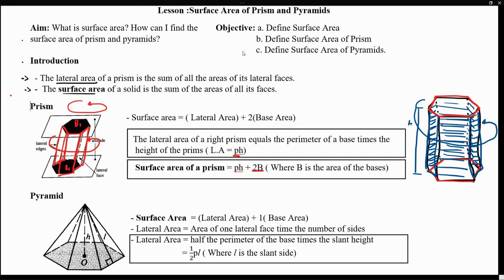So that's how we're going to be finding the lateral area for a prism. We find the perimeter of the base and multiply it by the height. And to get the surface area, we take the lateral area plus two bases, and since the bases are equal, I can just call it plus 2B.